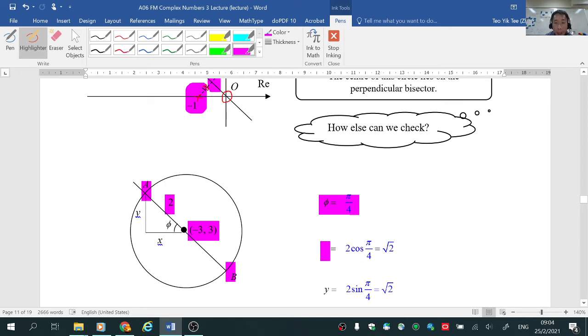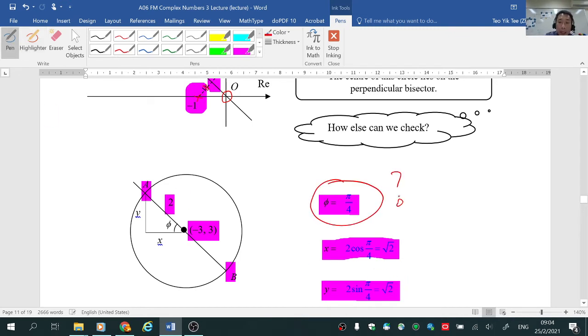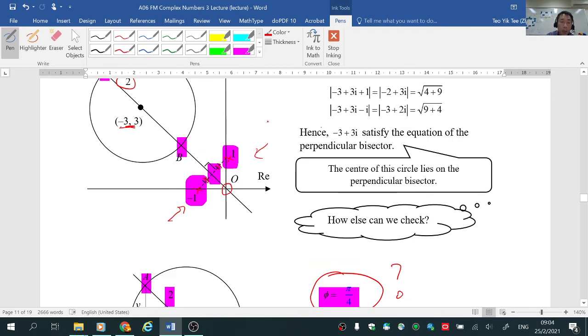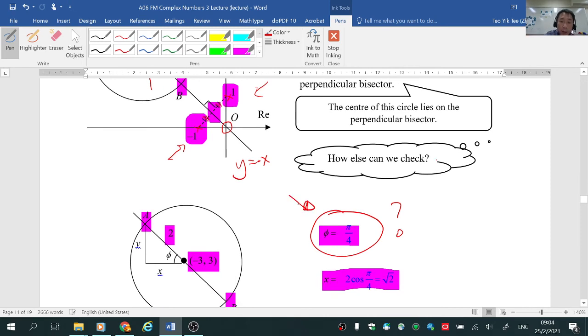Then from there, using your trigo relationship, x is 2 cosine pi over 4, y is 2 sine pi over 4. You may ask me, how do I infer this? The inference comes from your perpendicular bisector. The perpendicular bisector is a line segment that passes through -1 and 1. And coincidentally, this line segment also passes through -3, 3. So technically, the equation of this line is y equals to -x. And the gradient is 45 degree or pi over 4. And that's how I make this inference.